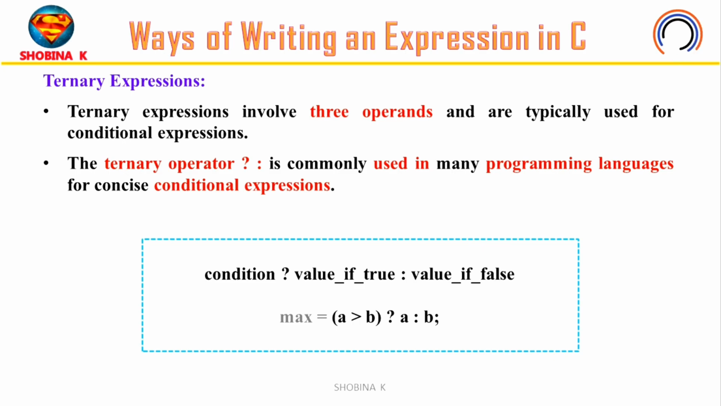Now let's see how the below expression fits with the syntax of a ternary expression. a greater than b is a condition. It evaluates to true if a is greater than b and false otherwise. Question mark is the ternary conditional operator. If the condition a greater than b is true, a is the value returned. The colon separates the value if true and value if false expressions. If the condition a greater than b is false, b is the value returned. So this expression compares a and b and returns a if a is greater than b, otherwise it returns b.